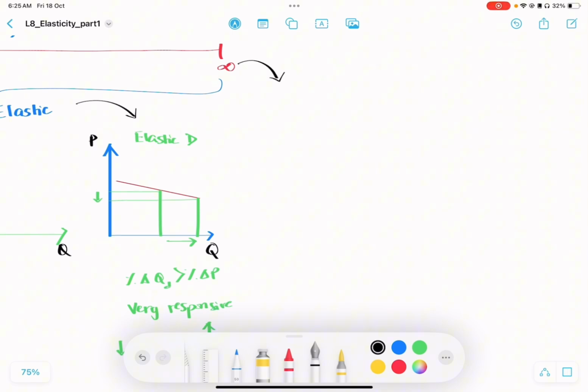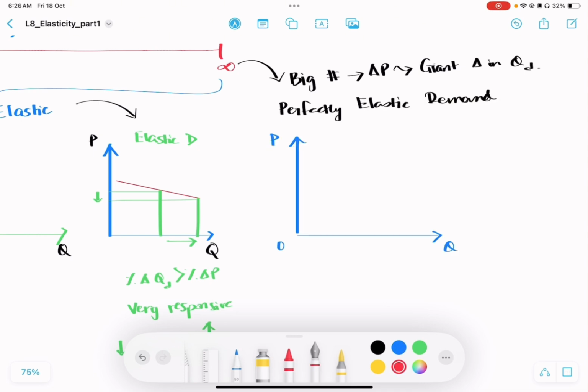Infinity. By infinity, you can already understand. Remember, I said imagine this to be a huge, giant number. So, what we're saying is that when there's this small change in price, there's this giant change in quantity demanded. So, this is where we're saying, hey, you know what? This is elastic demand. Graphically, okay, this is what the demand curve looks like.